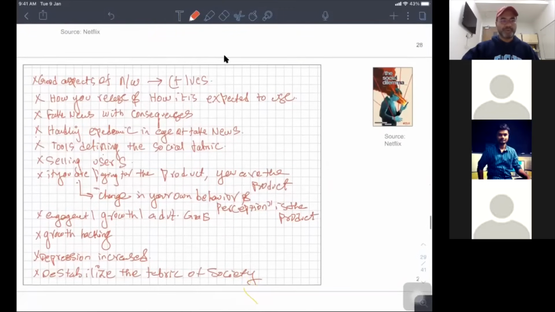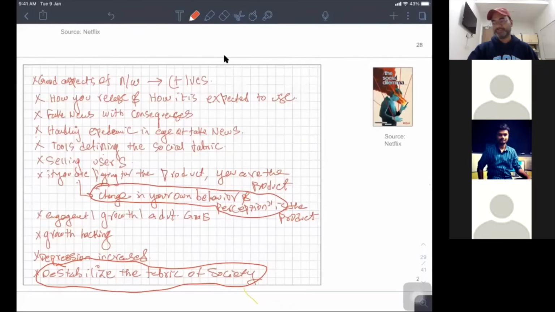Yeah, I just wrote down some notes from the documentary. I'll not spoil the interest that you have in going and watching it. Please go watch it. It will give you a sense of what the topic is, how social media is actually playing a role in manipulating our human behavior. I think the last line is one of those lines that came out of the documentary also. Social media destabilizes the fabric of society, manipulates user behavior. Somewhere I've written about it, yeah, so change in your behavior and perception.